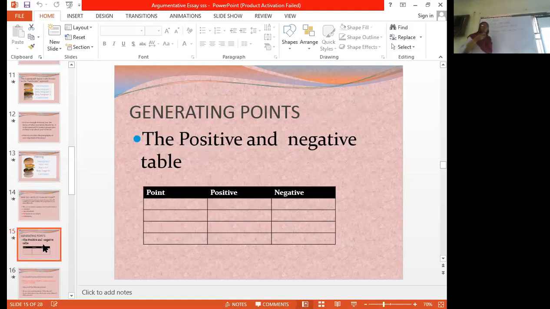I want to ask, why do I need to adopt this method? It's very important. Remember, we're looking at the 5-paragraph approach. Where will you draw your opponent's point from? It's from the negative column.